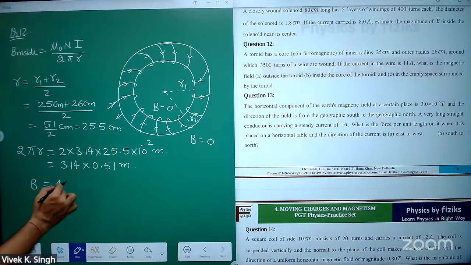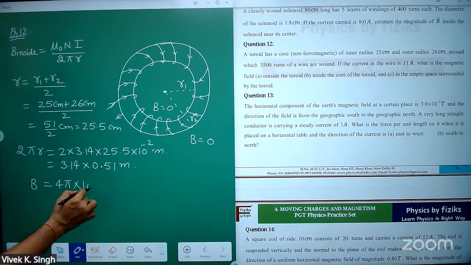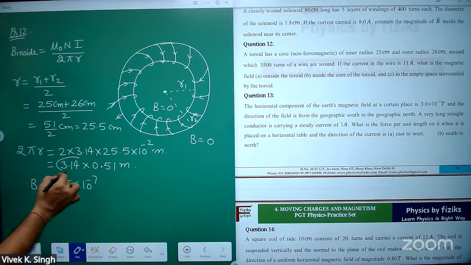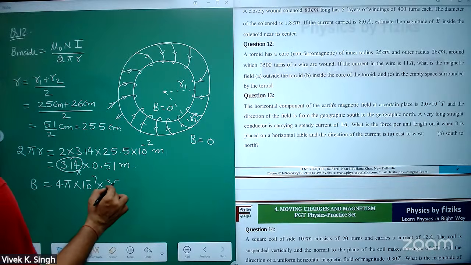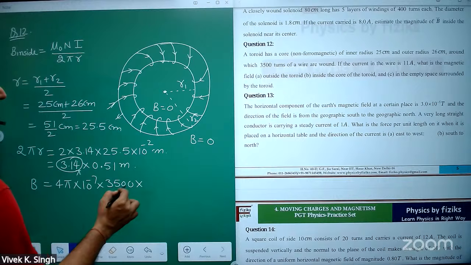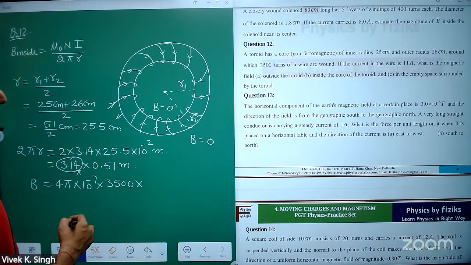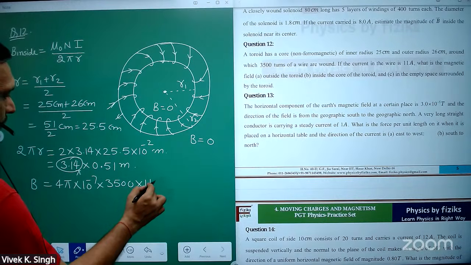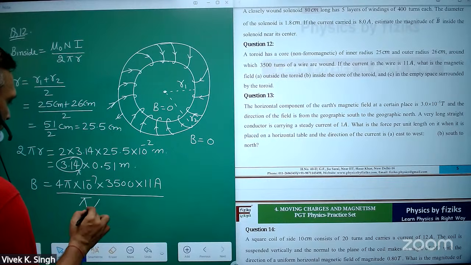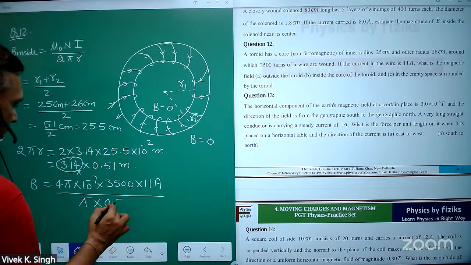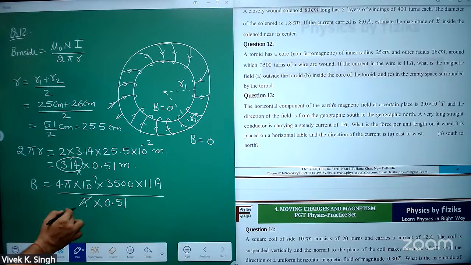So B is given by 4 into pi 10 to power minus 7. You can take it as pi itself because here you have a pi, so pi will cancel out. So N is 3500, current is 11 ampere divided by pi into 0.51. ठीक है?